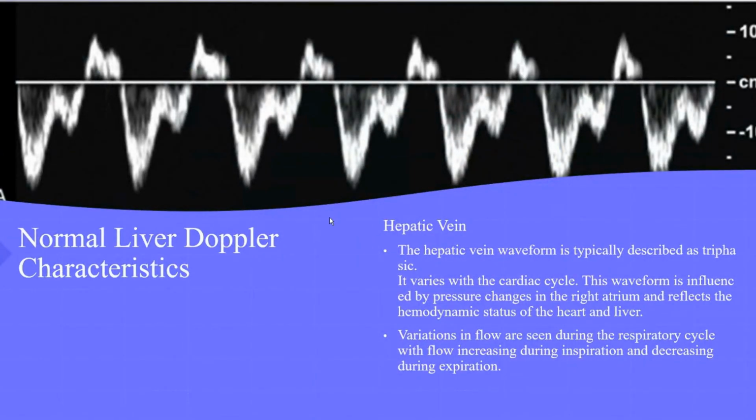Hepatic vein. The hepatic vein waveform is typically described as triphasic. It varies with the cardiac cycle. This waveform is influenced by the pressure changes in the right atrium and reflects the hemodynamic status of the heart and liver. Variations in flow are seen during the respiratory cycle, with the flow increasing during inspiration and decreasing during expiration.